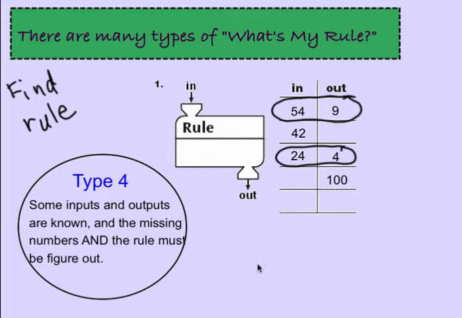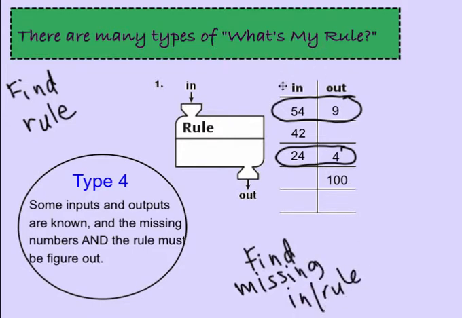and then find the missing in, out. So for these, look for the ones that are filled in first, and then second, find the rule, and then third, find the missing in, oops, that should be out. Well, that's just messy. Let's rewrite that. So once again, find the ones that are filled in first, second, find the rule, and then third, find the missing in and out.